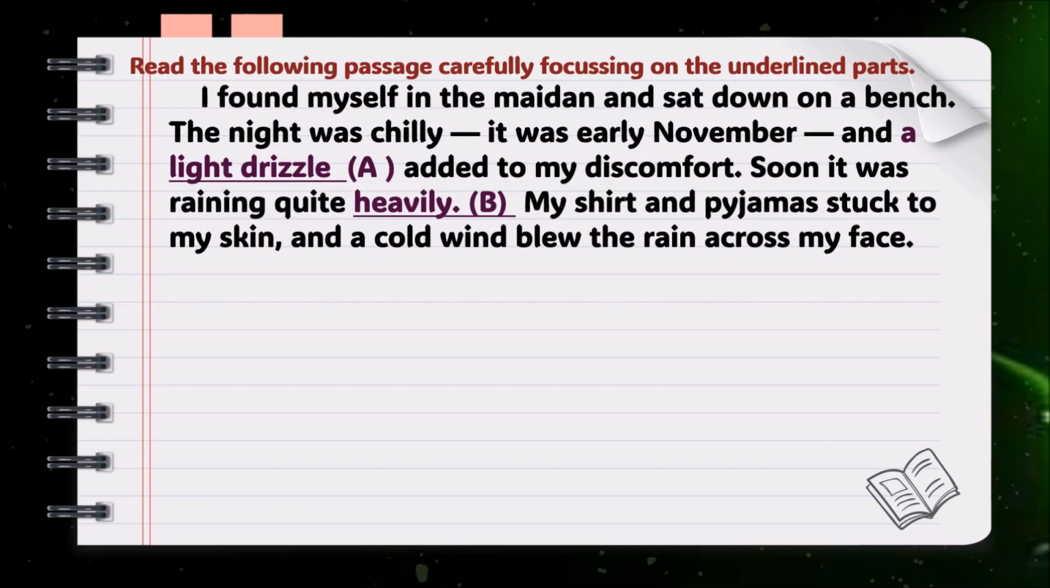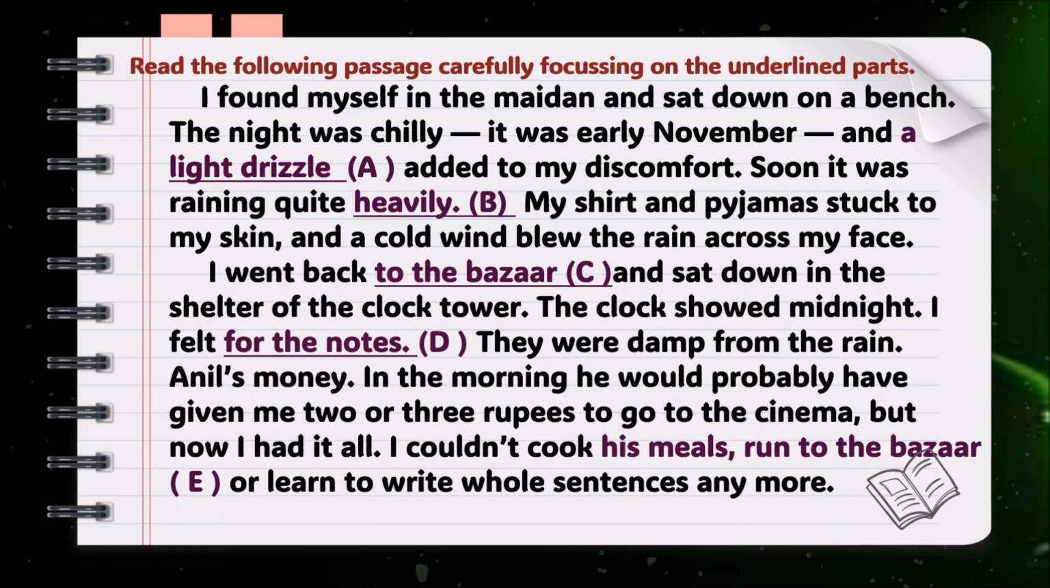I found myself in the Maidan and sat down on a bench. The night was chilly. It was early November and a light drizzle added to my discomfort. Soon it was raining quite heavily. My shirt and pajamas stuck to my skin, and a cold wind blew the rain across my face. I went back to the bazaar and sat down in the shelter of the clock tower. The clock showed midnight. I felt for the notes. They were damp from the rain.